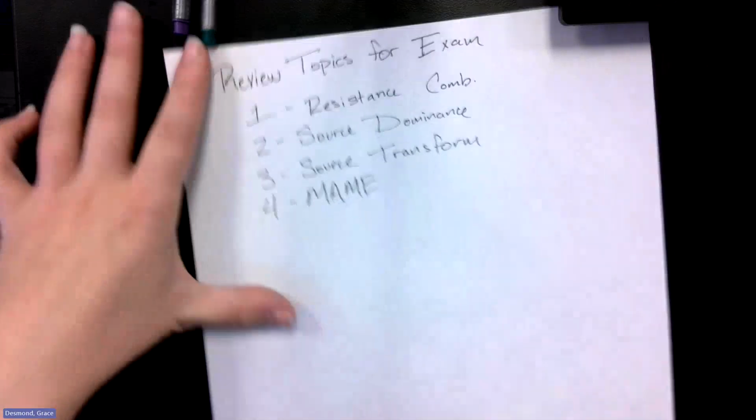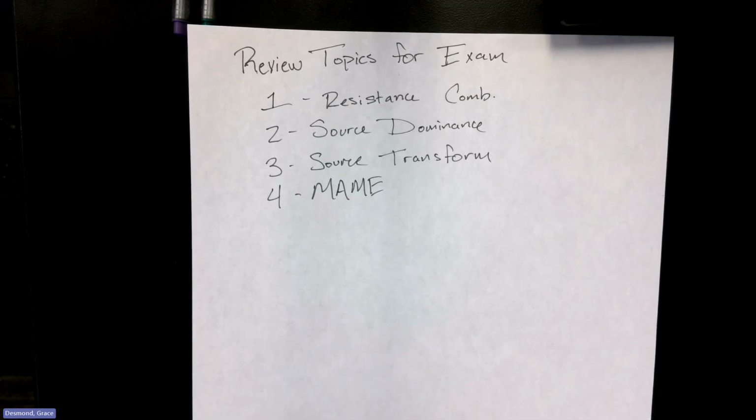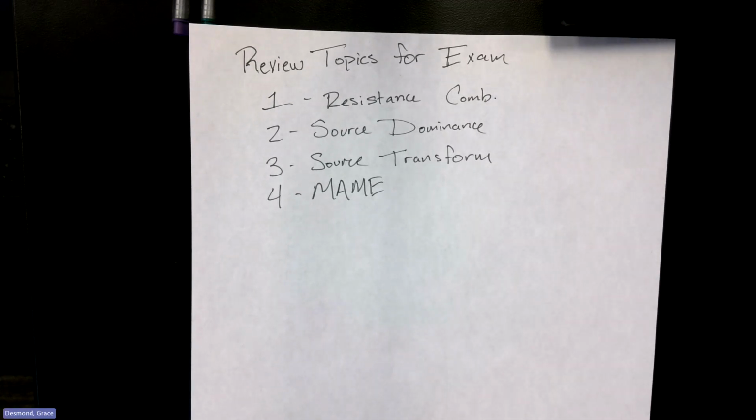I go ahead and write this down so people, whenever they come in, they don't have to ask again. So I have 3 problems because one of them combines source dominance and source transformation. And I'm hoping that y'all feel pretty good about resistance combination. Okay, good. We'll touch on that just for a second. Which do y'all feel that you want to go over in more detail? Source dominance, source transformation, or MAME?